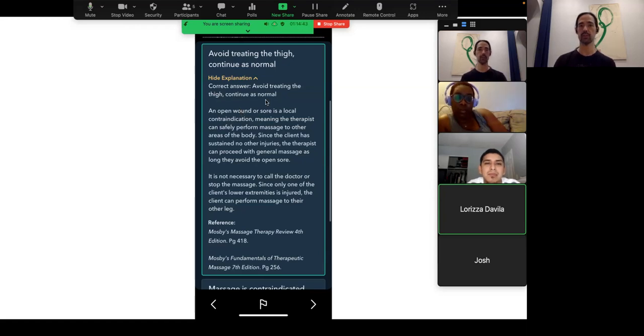An open wound or sore is a local contraindication, meaning the therapist can safely perform massage to other areas of the body. Since the client has sustained no other injuries, the therapist can proceed with general massage as long as they avoid the open sore. It is not necessary to call the doctor or stop the massage. Since only one of the client's lower extremities is injured, the therapist can perform massage on their other leg.